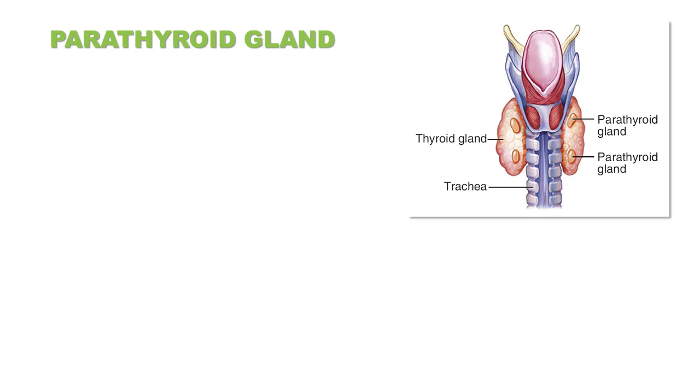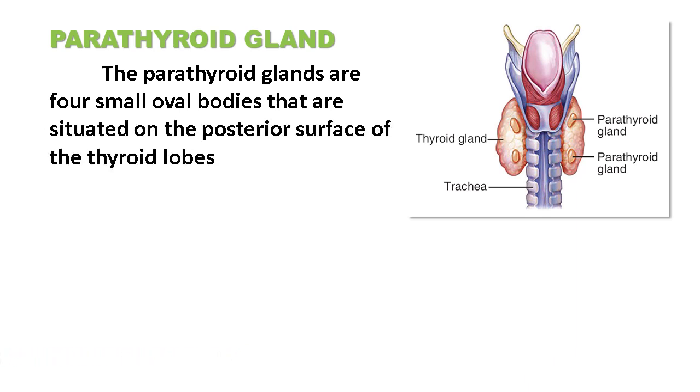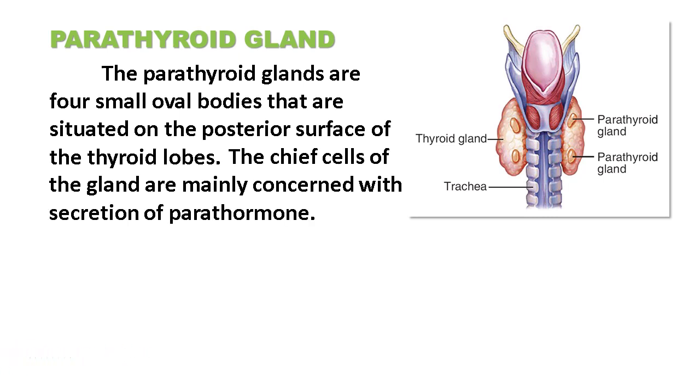Parathyroid gland. You can observe the parathyroid gland on the back side of the thyroid gland. The parathyroid glands are four small oval bodies that are situated on the posterior surface of the thyroid lobes. The chief cells of the gland are mainly concerned with secretion of parathormone.